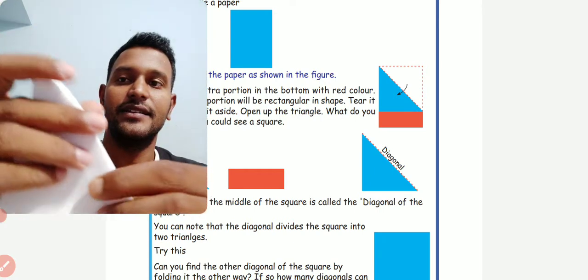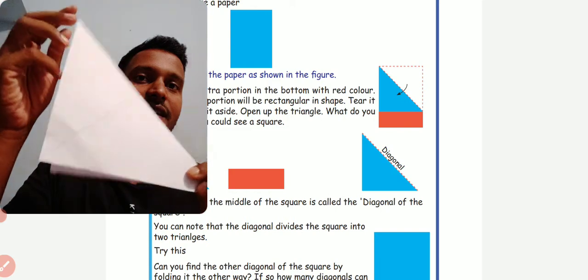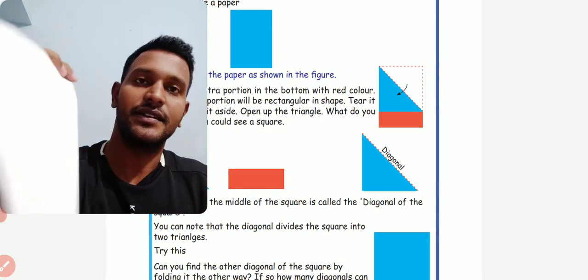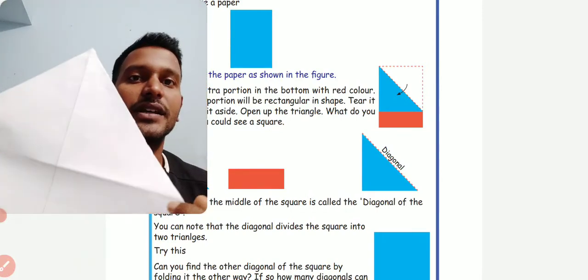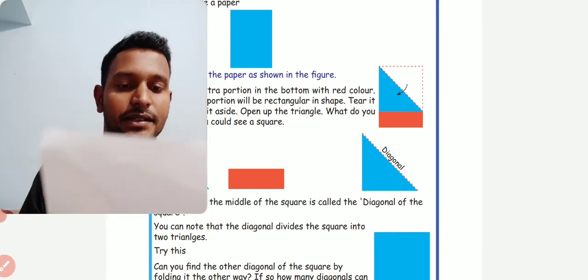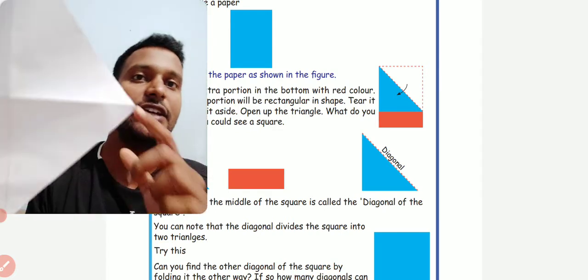And if you fold this square like this, you will get a triangle. And if you draw one line in the middle, that line is called a diagonal. It has 2 diagonals. If you join this corner to this corner, you will get one diagonal, and this corner to this corner, another diagonal. Totally this square has 2 diagonals. And all the 4 sides are equal in a square.